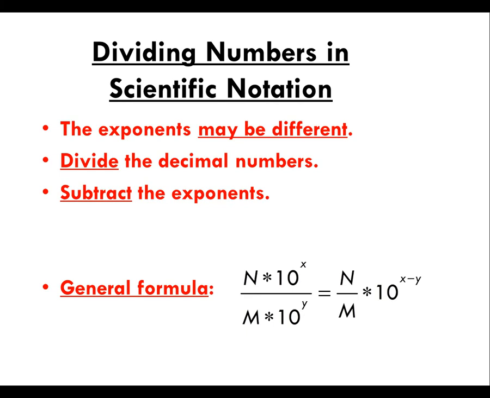Dividing numbers in scientific notation. The exponents still are able to be different, so it's different than addition and subtraction where they have to be the same. Then we divide the decimal numbers and subtract the exponents, and it looks like that. General formula is n times 10 to the x over m times 10 to the y is equal to n over m multiplied by 10 to the x minus y.